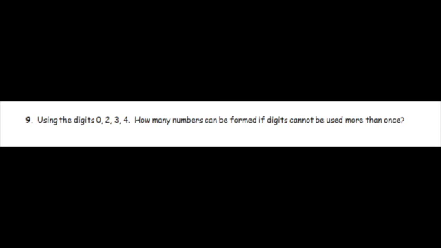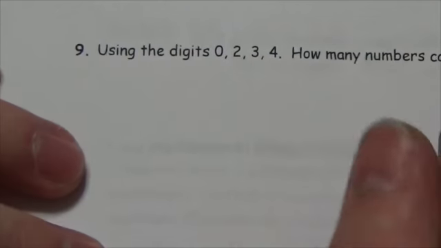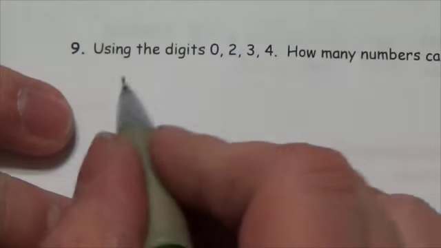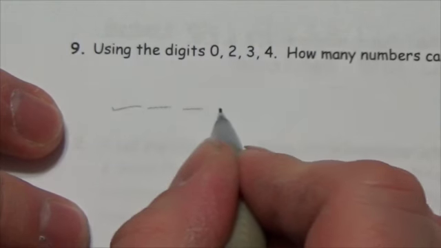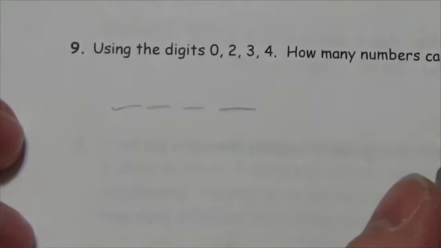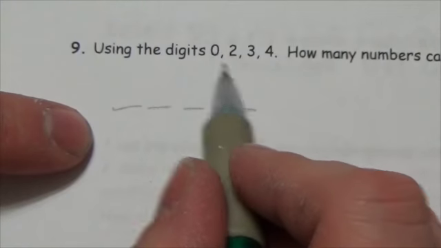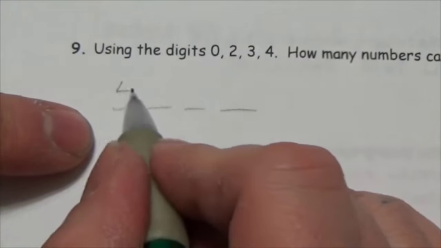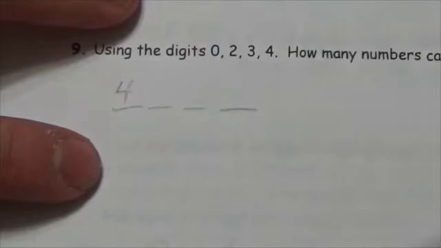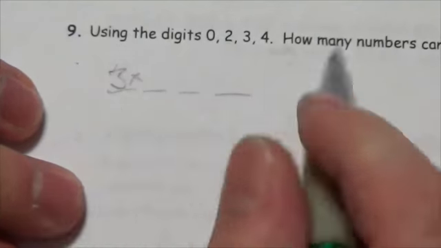Using the digits 0, 2, 3, 4, how many numbers can be formed if repeats are not allowed? Okay, so let's take a look here. How many numbers can be formed if we're not allowed to repeat the digits? Okay, so we've got 1, 2, 3, 4 digits that we can throw in there. Now, thing is, can't start with 0. They threw a 0 in here, can't start with 0. So that means there's only 3 choices. That's right, can't believe I did that. I said 3, wrote 4. There are 3 choices for that first digit there.